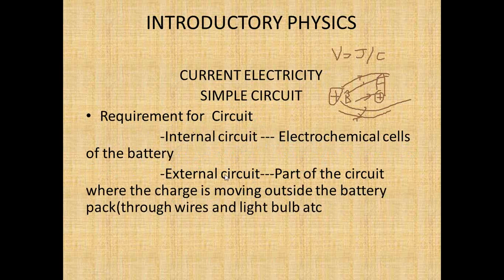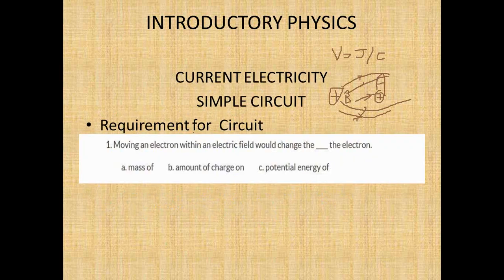The external circuit now is the part of the circuit where the charge is moving outside the battery or the energy source, through wires and light bulbs, etc. So that is your external circuit. So your circuit is going to have a battery or energy source, and then it's going to have your external circuit, which consists of wires through which you're going to use.